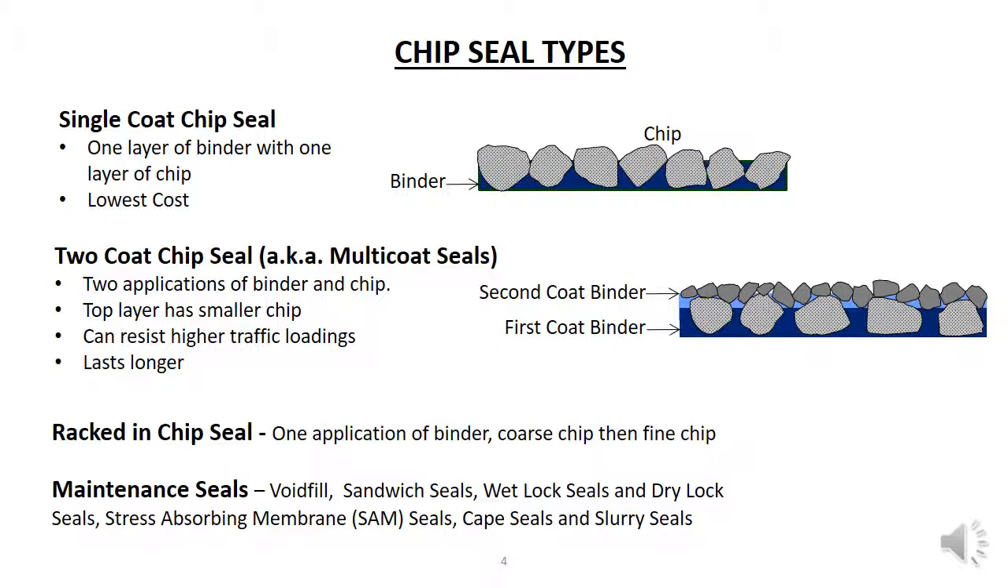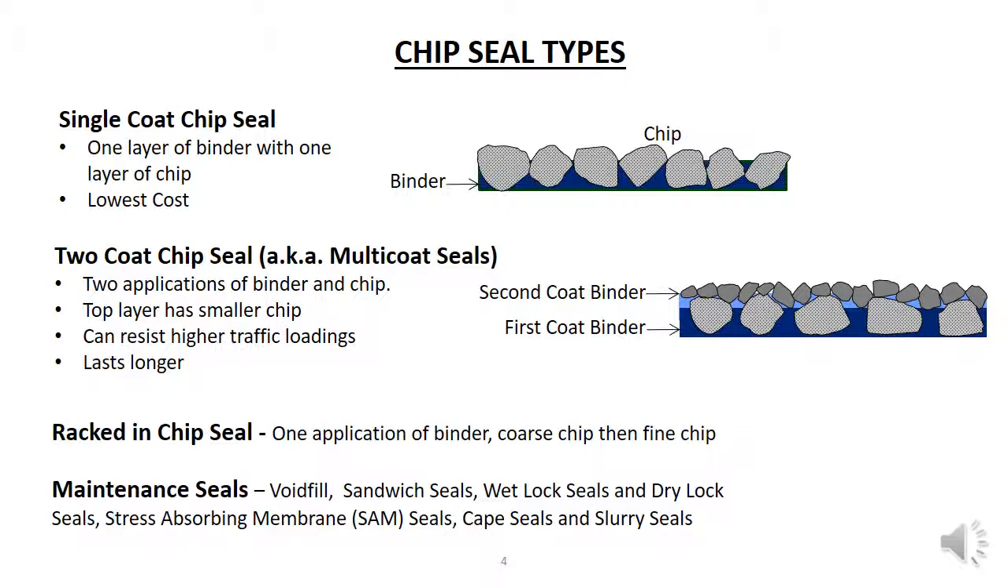A two-coat seal has two layers of seal being applied in the same operation. The binder is laid at about 60% of the single coat rate and a layer of coarse chip applied at a lower rate than would be used for a single coat. This results in there being gaps between the chip.